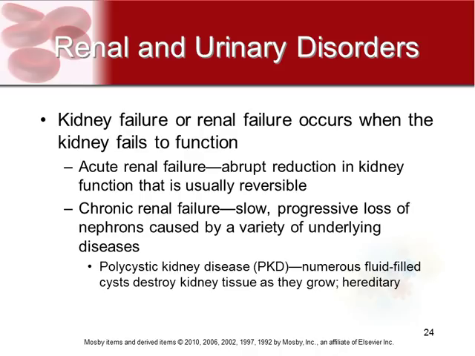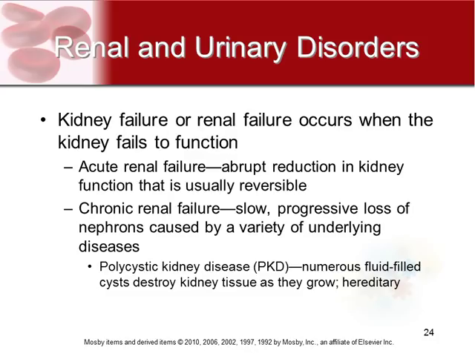So, renal failure. What is renal failure? That occurs when your kidney fails to function. You can have either acute or chronic renal failure. Acute is when it's an abrupt reduction in how your kidney functions, and that's normally very reversible. Chronic kidney failure, on the other hand, is very slow and very progressive. So it's this very progressive loss of kidney function, oftentimes due to some other underlying disease.